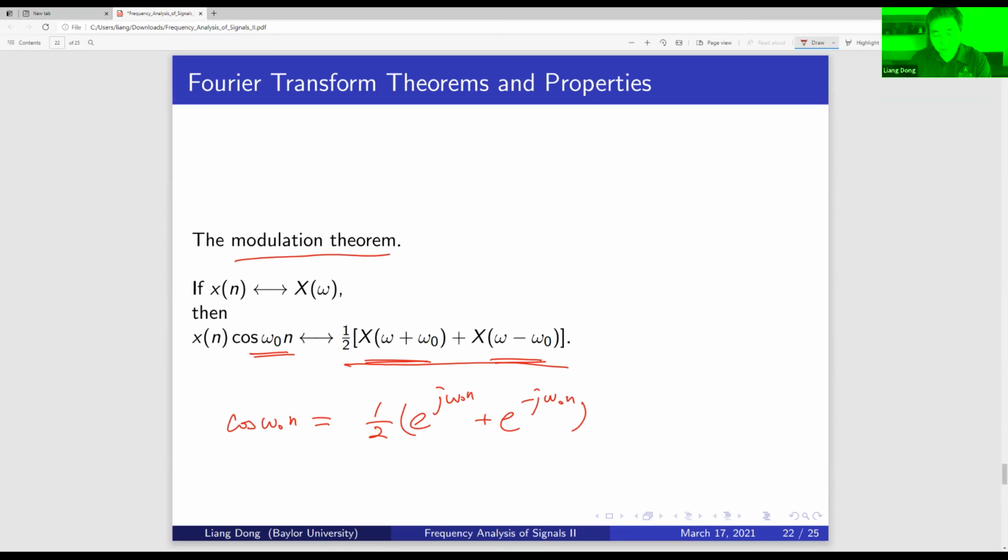So this is the cosine function, cosine omega 0 n. Therefore, you break that into two parts using the theorem of the previous page, and we can easily prove that you get those two parts. Time shifting, you shifted those two frequencies, at omega 0 and negative omega 0.